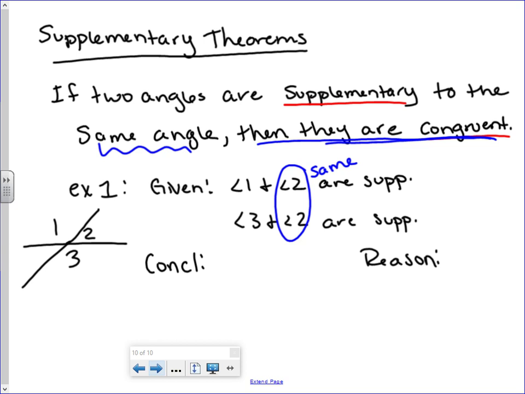So it's a shortcut. I can use that theorem, and I can take a shortcut and say that angle 1 is congruent to angle 3 without having to state first or prove first that they're vertical angles, as long as my reason is: if two angles are supplementary to the same angle, then they are congruent.